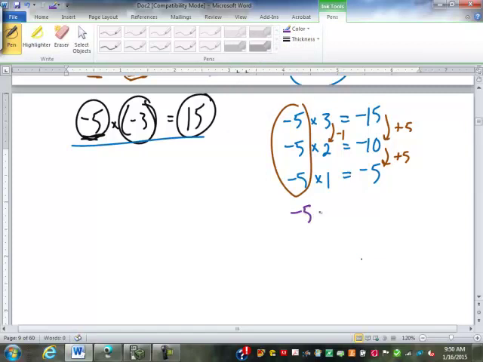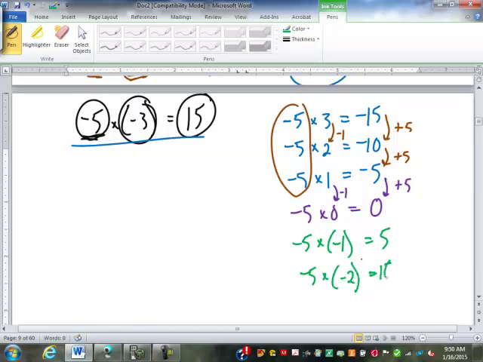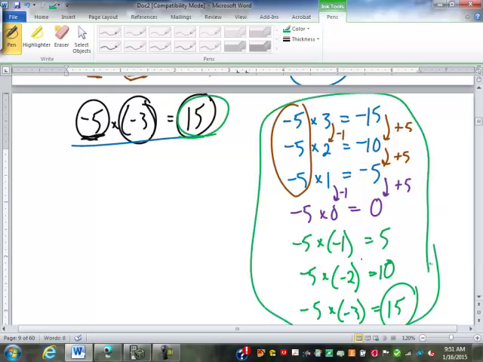So let's keep going. Negative 5 times 0 has to be 0. And again, the pattern continues. We went down by 1 here, this goes up by 5. So it looks like that pattern holds. So now we're just going to continue the pattern. Negative 5 times negative 1. Well, this went down by 1, this goes up by 5, so it has to be positive 5. Negative 5 times negative 2 has to go up by 5. That's 10. Negative 5 times negative 3, well, it's got to be a positive 15. So we define negative 5 times negative 3 to be a positive 15 because it fits the patterns.